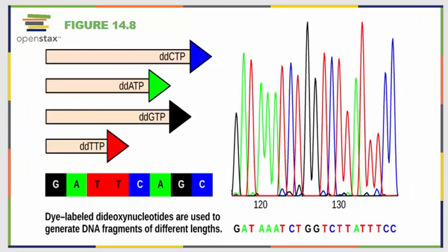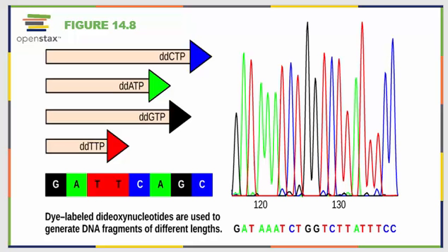Frederick Sanger was one of the scientists that allowed us to read the DNA chain base by base. In Frederick Sanger's dideoxy chain termination method, he labeled dideoxynucleotides and generated DNA fragments that terminated at certain points.